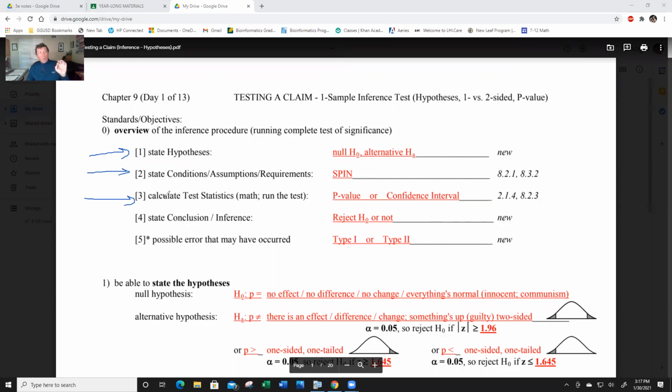I also threw in alpha levels, and it's all going to come into play here soon. And now we're going to work on stating the conclusion or the inference. What are you inferring? Inferring is making a judgment. So here we go. Let's give it a try.